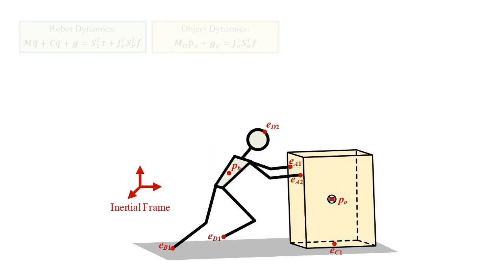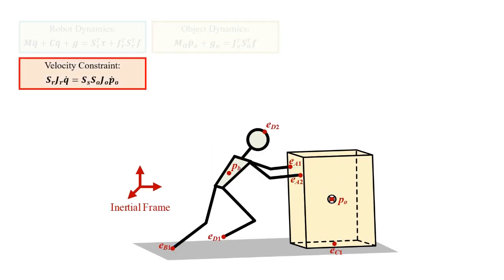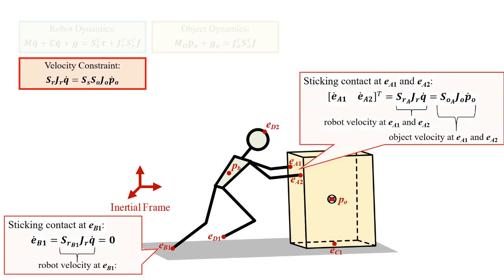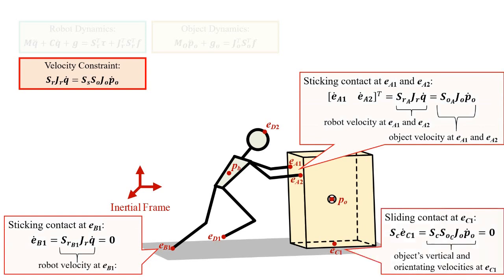Then we set the velocity constraint to prevent separation at the contact locations. For a sticking contact, there should be no relative velocity between the contacting substances. For a sliding contact, for example, if a box is supposed to slide on a flat floor, its contact with the floor will restrict its vertical and orientating velocities to zero.